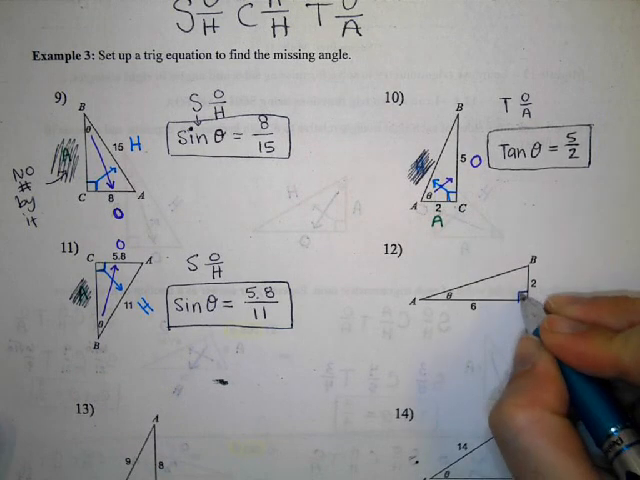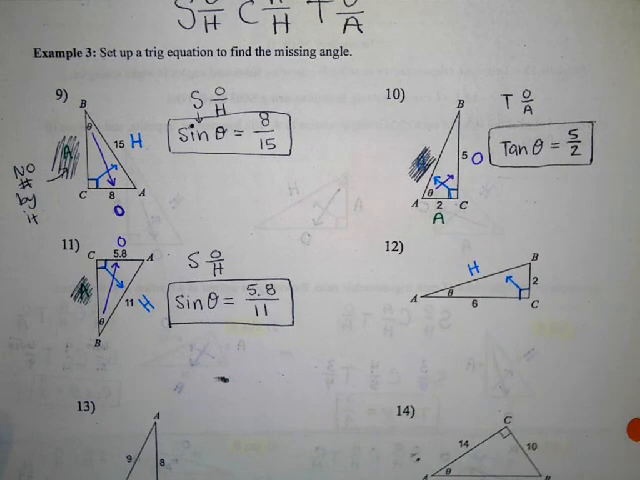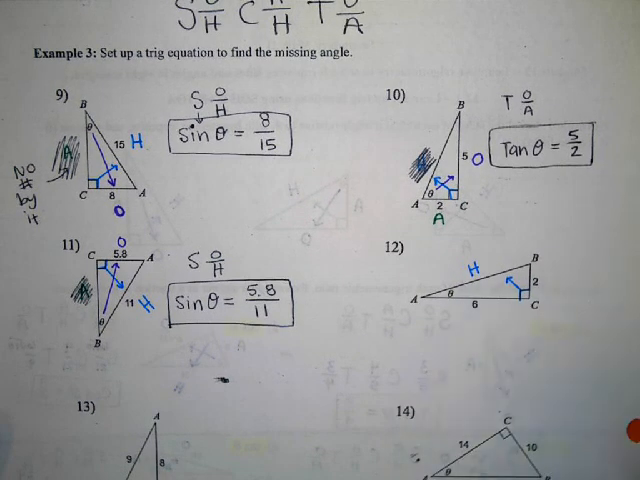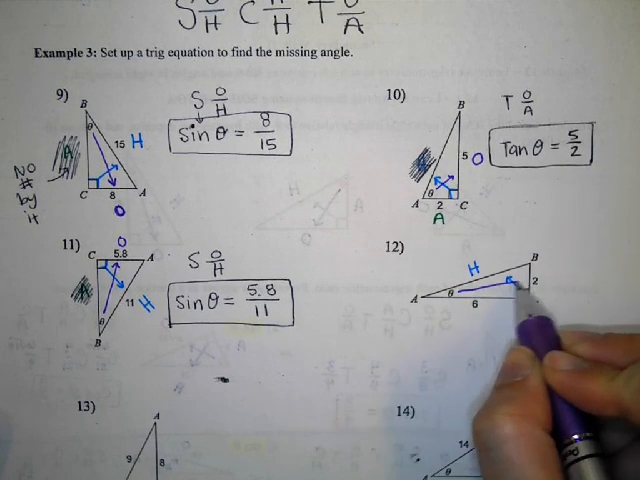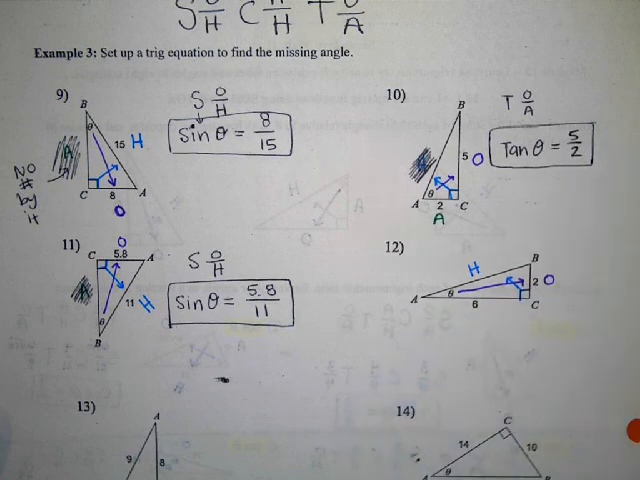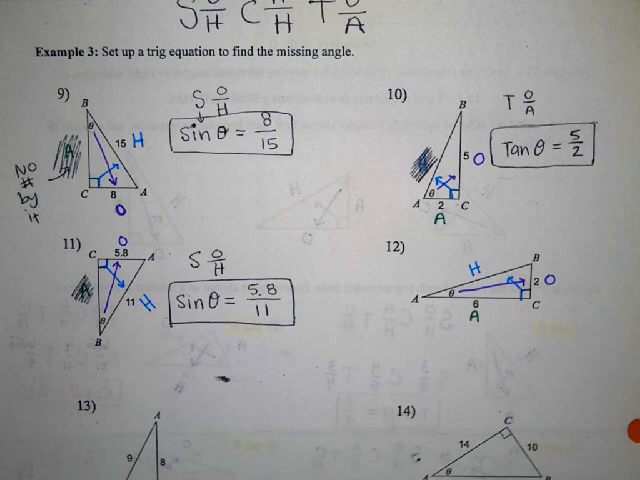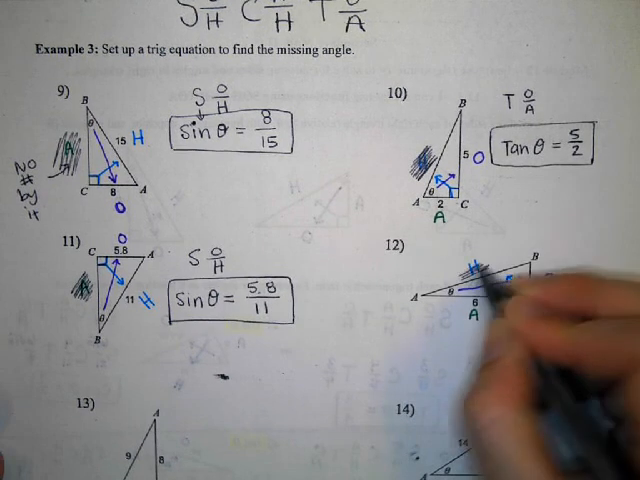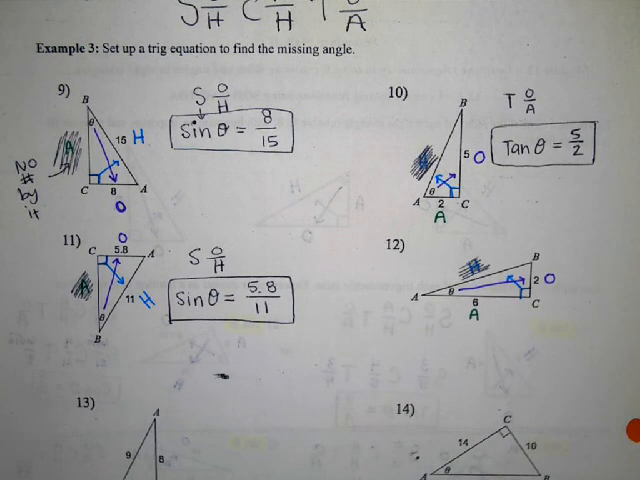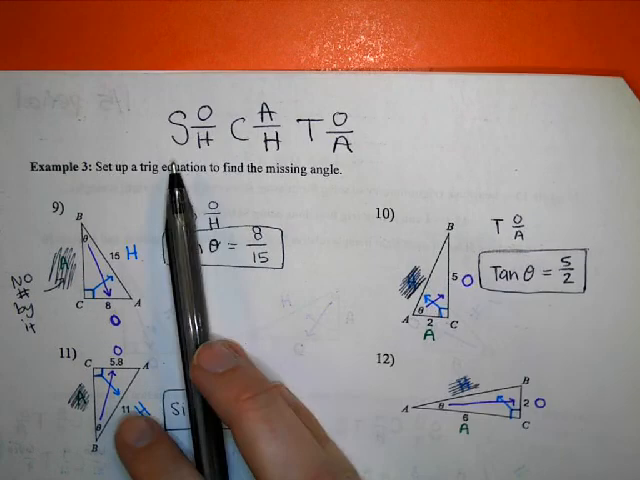Question 12. Hypotenuse. Hypotenuse is straight across from the 90. It's the longest side. Opposite. Opposite is opposite of the angle that's given inside. And the adjacent is my last side. I scribble out H. Good. H does not have a number by it.